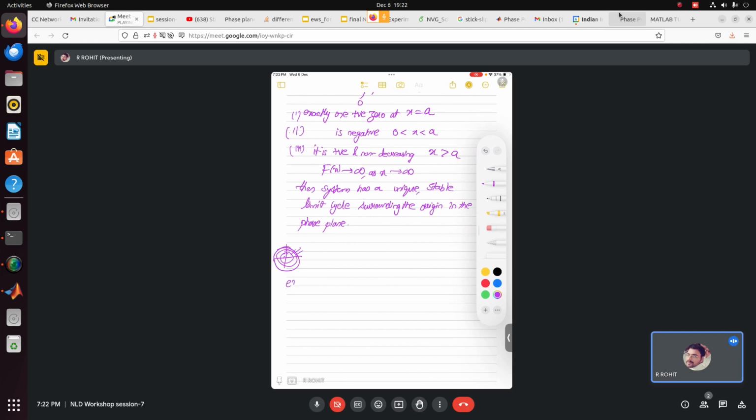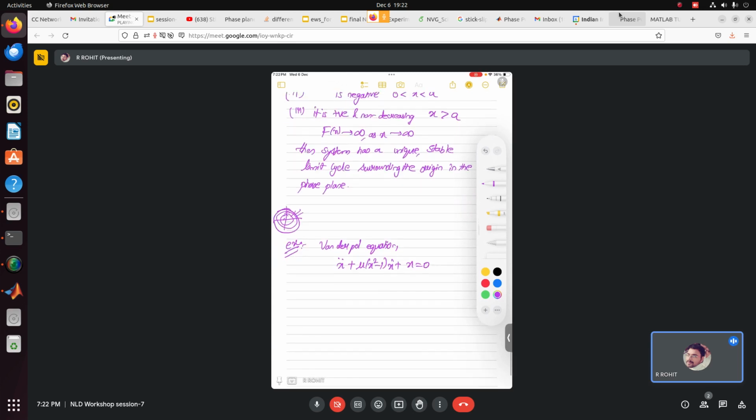So we will do one example here. The example, we will take the van der Pol equation, which is nothing but x double dot plus mu into (x square minus 1) x dot plus x equal to 0. Now for this, if you observe, f of x is nothing but mu into (x square minus 1), whereas g of x is nothing but x.